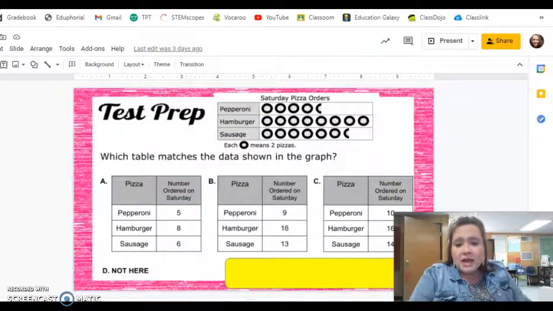All right? I want us to go ahead and look at this. This you guys are going to do by yourself. Which table matches the data shown in the graph? A, B, C, or D, and D is not here. So you need to be paying attention. Each of these circles means 2 pizzas.